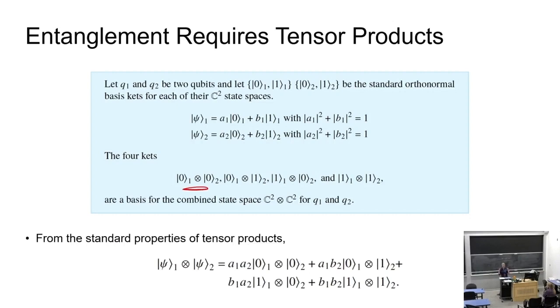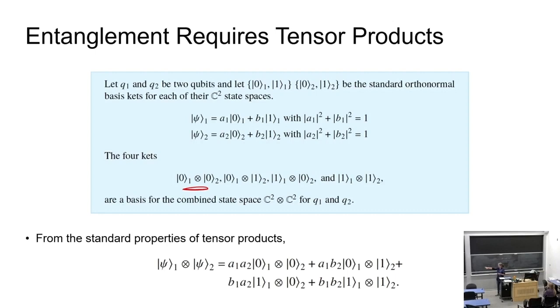And so from the standard properties of tensor products, we can write down the tensor product of these 2 qubits as a1a2 times the tensor product of |0₁⟩ and |0₂⟩, plus a1b2 times the tensor product of |0₁⟩ and |1₂⟩, et cetera, et cetera, et cetera.